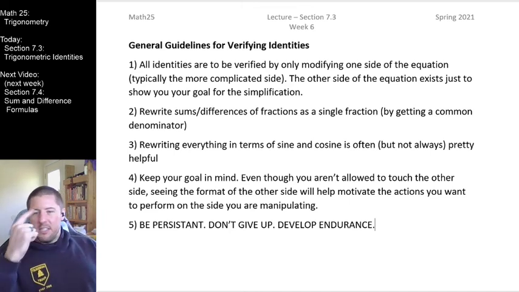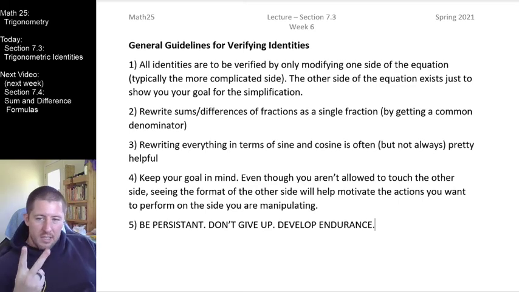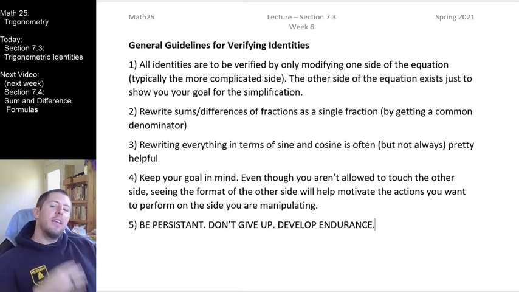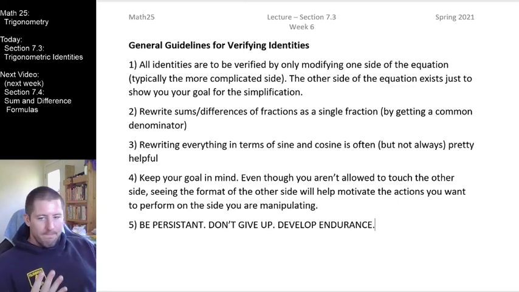Go down your checklist. Did you try sines and cosines? Did you look to see if there's any previously known identities that you can use? Did you try a conjugate? Did you add fractions together? Go on down, make yourself a checklist of all the things that you should think to try for any given problem, and try all those things before you ever even consider giving up or asking for help or something like that, right? So be persistent.